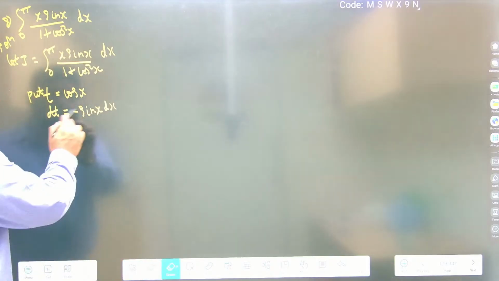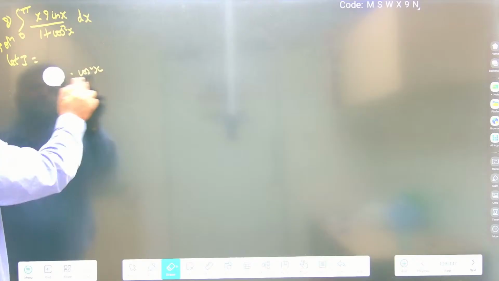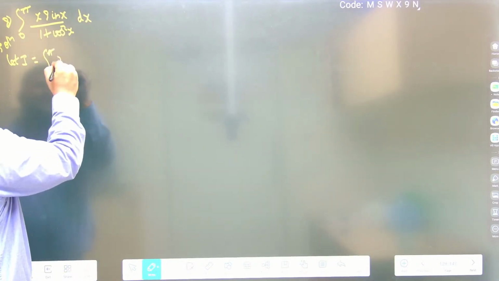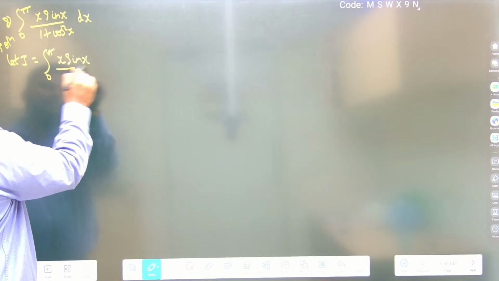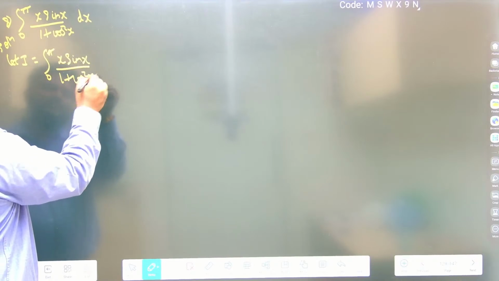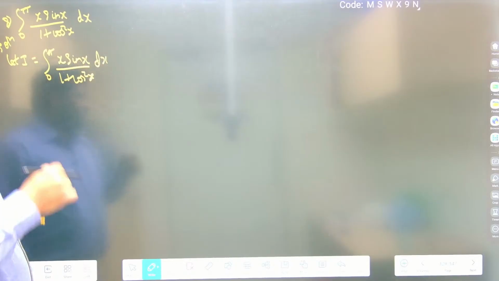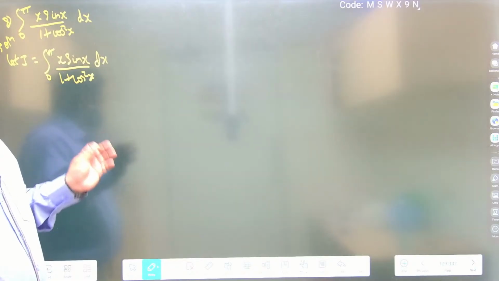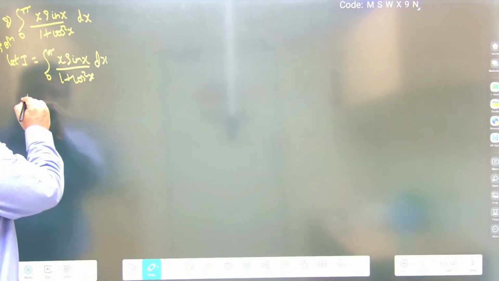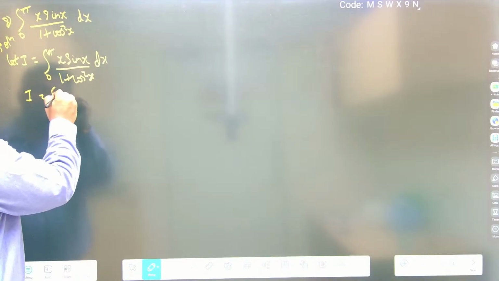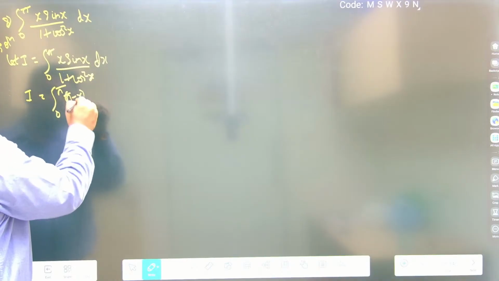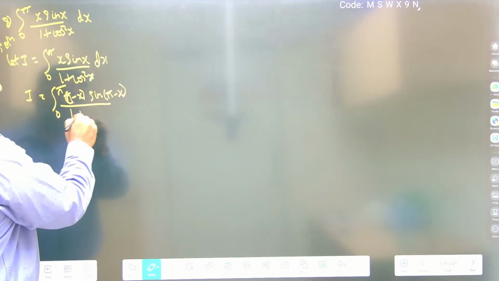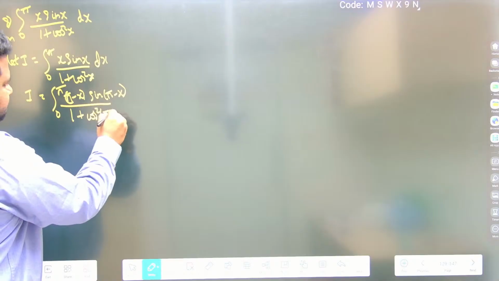Now before we do the substitution, we forgot one thing. Let I is equal to the integral from 0 to pi of x sin x by 1 plus cos square x dx. That is fine. But first let us apply our formula that we are using frequently: the integral from 0 to a of f of x dx is equal to the integral from 0 to a of f of a minus x dx. So this can be written as I is equal to the integral from 0 to pi of pi minus x into sin of pi minus x by 1 plus cos square of pi minus x dx. That is what we did in the previous question also, correct na?